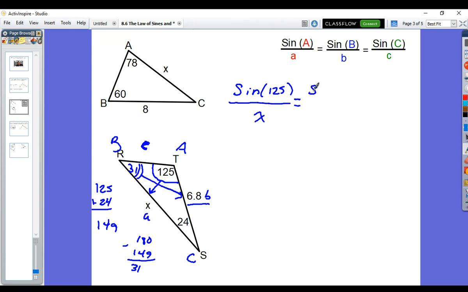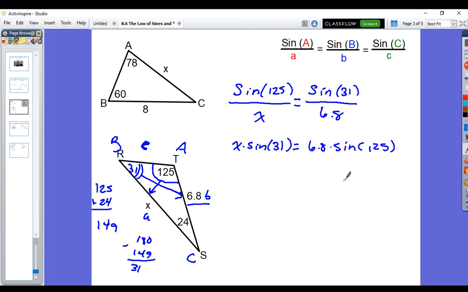So sine of 31 over 6.8. Just like the last one, we're going to cross multiply. So x times sine of 31 equals 6.8 times sine of 125. Again, we don't want to multiply these as we go, because then we get decimal numbers, and then we'll round them, and then we'll divide by something else, and then round that. So if we just input all the information at the very end, then we'll be set.